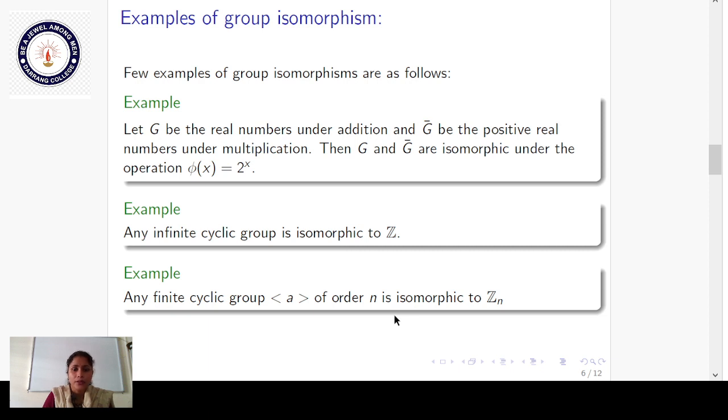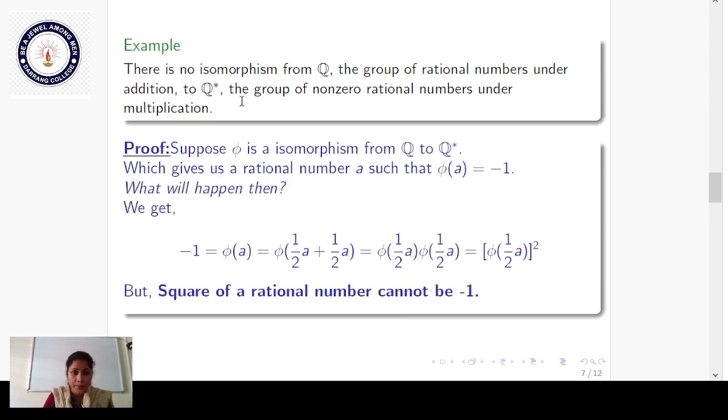Next, let us consider one example in which we cannot define an isomorphism between two groups. Consider the group Q of all rational numbers under addition and the group of nonzero rational numbers under multiplication. Between these two groups, we cannot define any isomorphism. Not only that, there is no such homomorphism either.